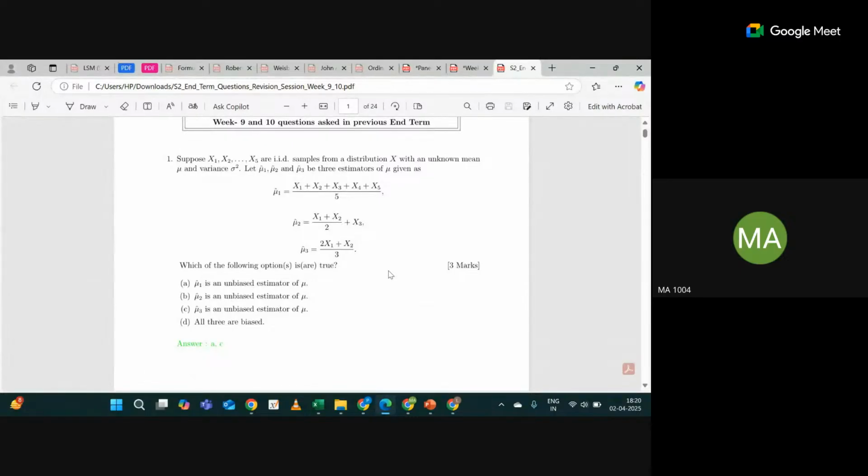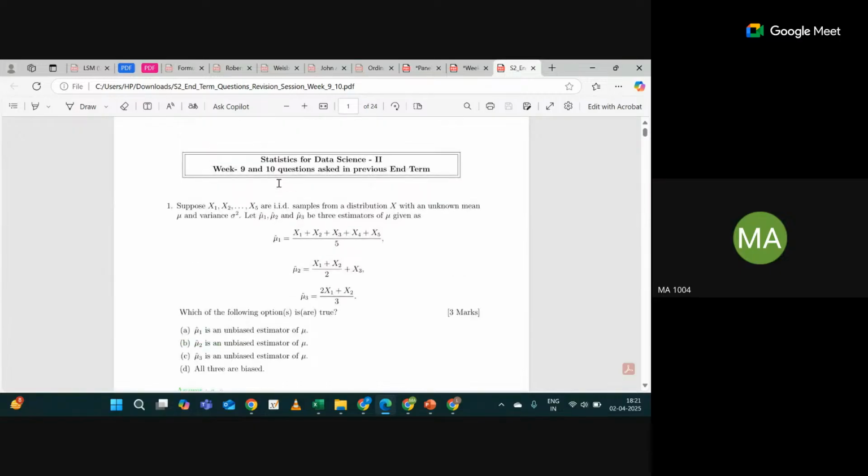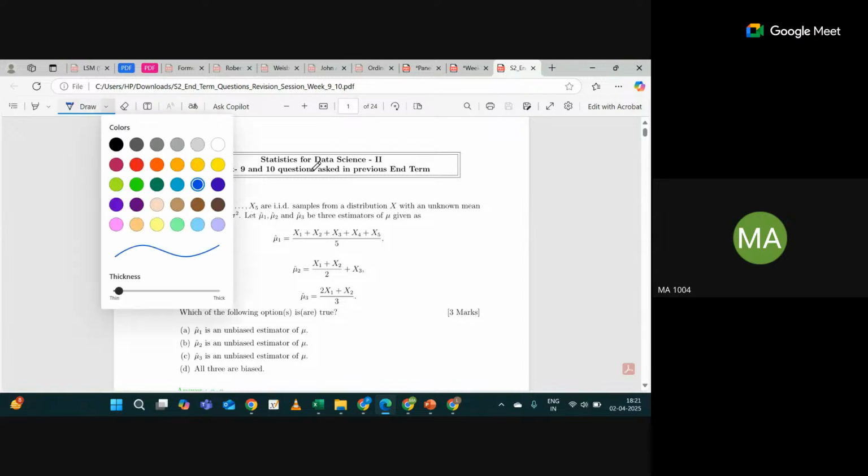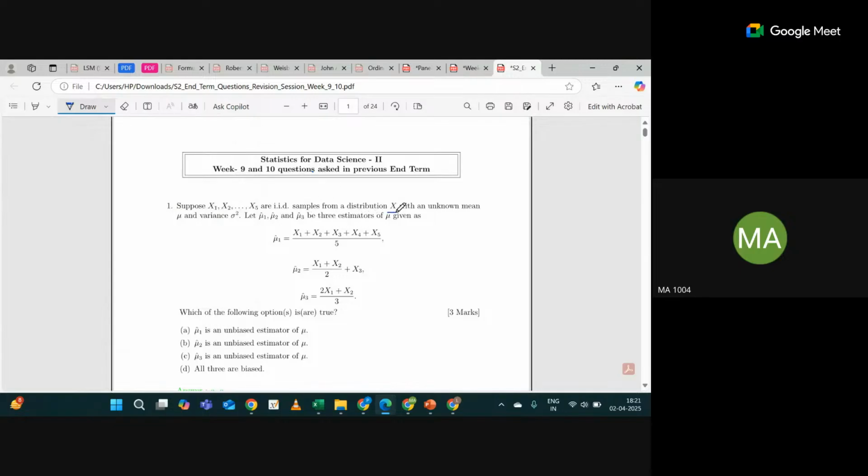Now, if you see this question, this was asked in one of the previous terms, I don't recall exactly which. Suppose x1, x2, up to x5 are IID samples from distribution X with unknown mean mu and variance sigma square. Three estimators for mu have been given: mu1 hat is defined like this, mu2 hat like this, and mu3 hat like this. If you see the options, we have to check whether each is unbiased or biased, right?